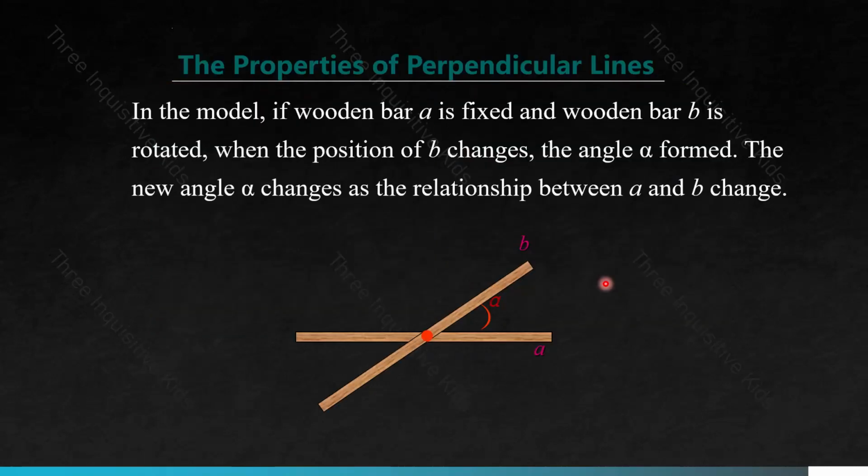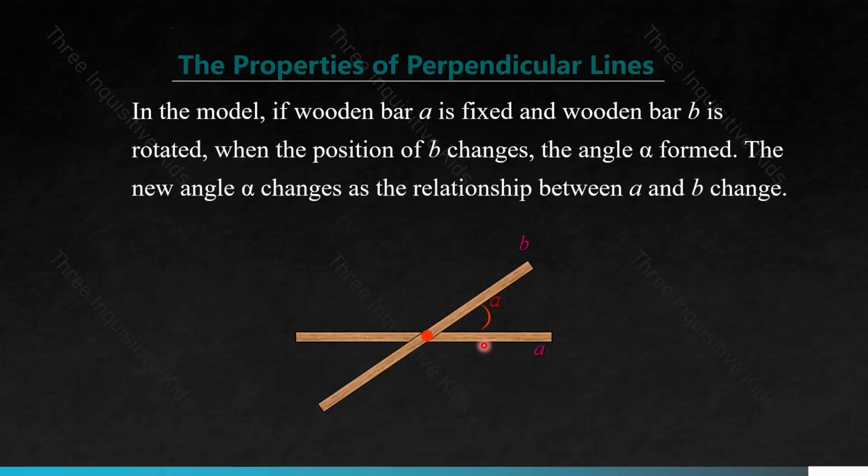The properties of perpendicular lines. In this model, wooden bar A is fixed and wooden bar B is rotated. They're put together at this point, at this nail right here, but A does not move and B can swing around. When the position of B changes, angle alpha is formed, this angle right here. The new angle alpha changes as the relationship between A and B change.